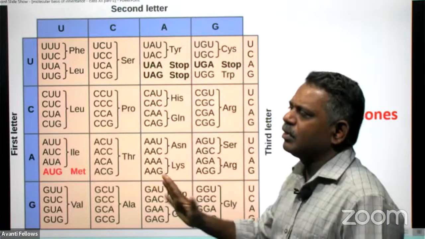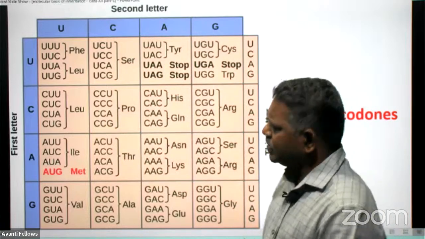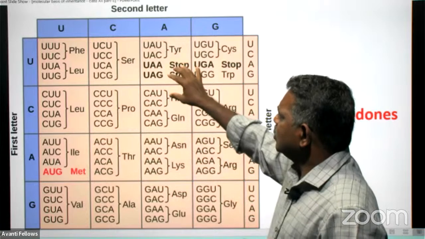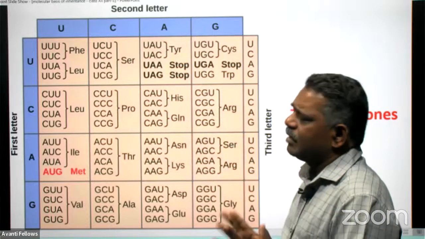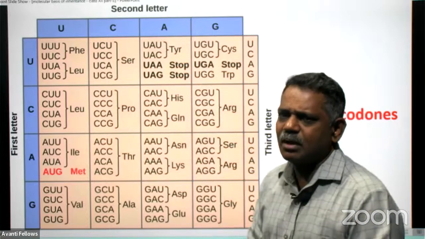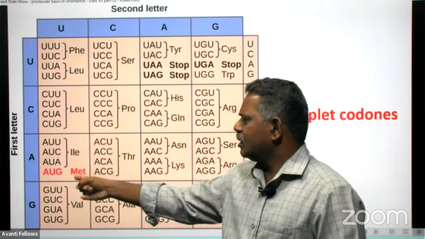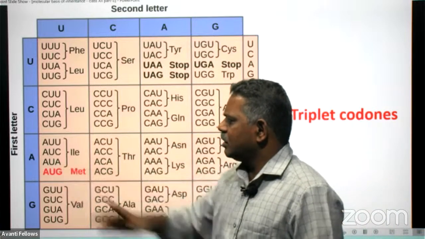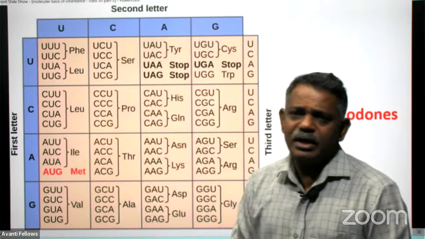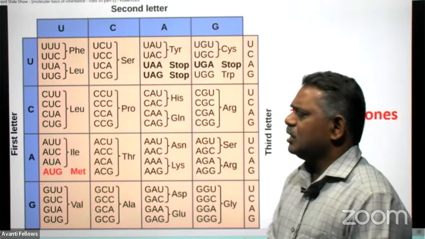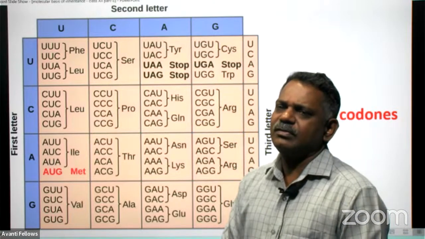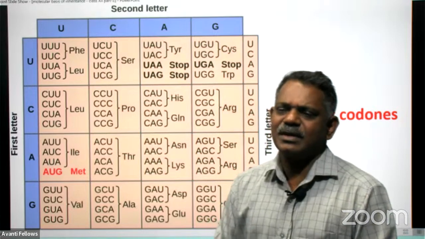So there are 64 triplet codons. Out of the 64, there is no meaning for these three, and we call them the nonsense or stop codons. The amino acid methionine is coded by the triplet codon AUG. It is also for initiating the process of protein synthesis or translation.